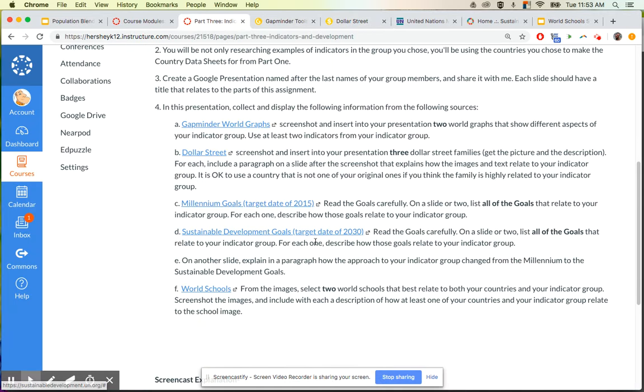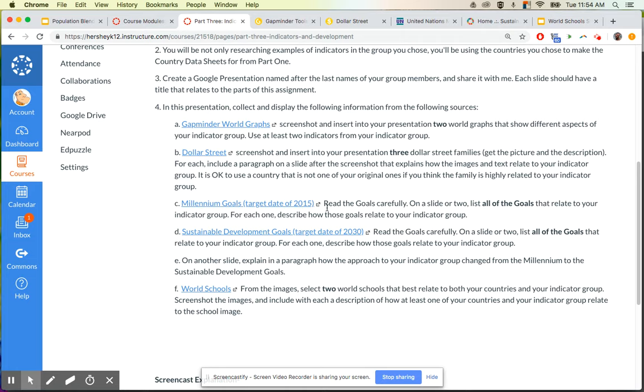For C and D, you're dealing with something called the development goals. The Millennium Goals were actually set around the turn of the century, 2000, and the target date was 2015. When those goals were worked towards, some of them reached and some of them not, the United Nations then created new goals called Sustainable Development Goals. Both of these are extremely important for understanding development and extremely important for AP Human Geography. We're going to refer to them again later in the course.